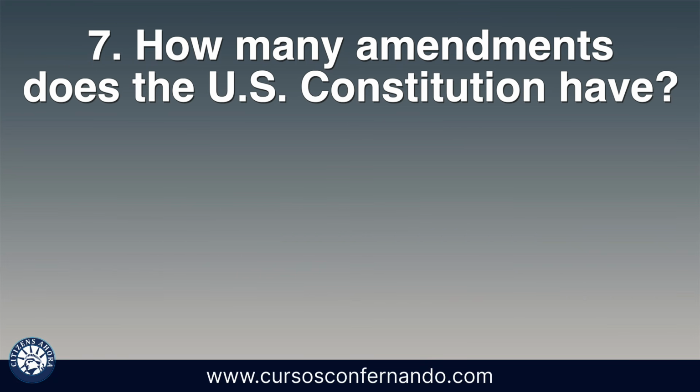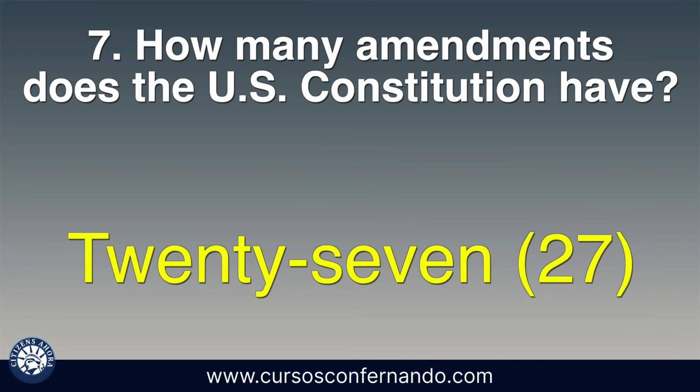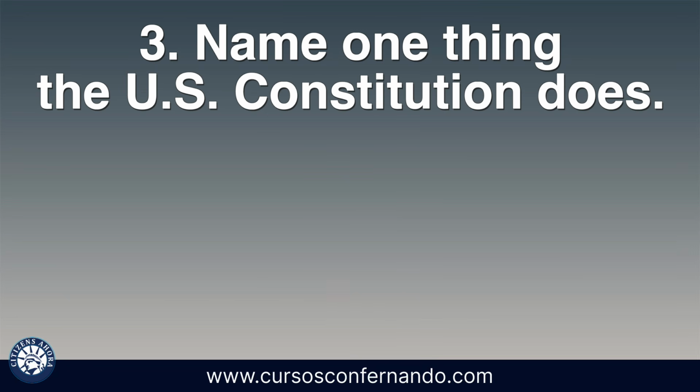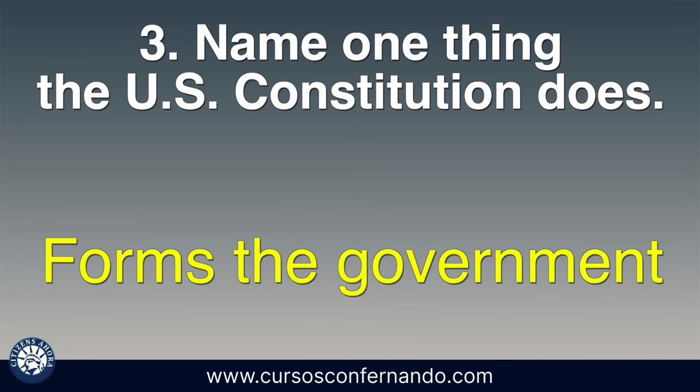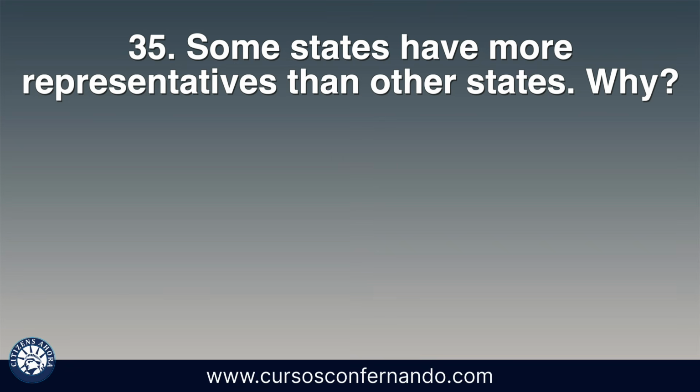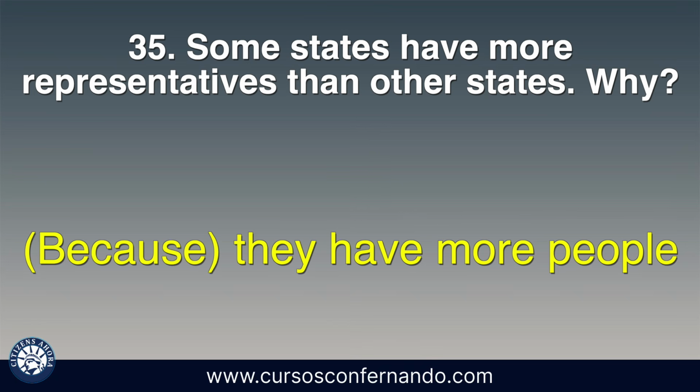How many amendments does the U.S. Constitution have? 27. Name one thing the U.S. Constitution does. Forms the government. Some states have more representatives than other states. Why? Because they have more people.